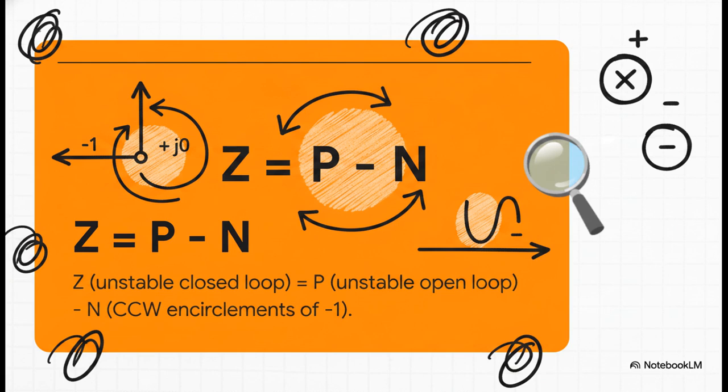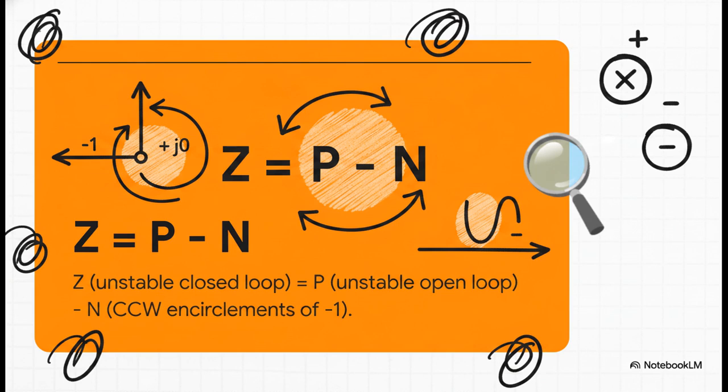A feedback system is stable if, and only if, Z equals 0. Let's break that down. Z is the number of unstable closed-loop poles. P is the number of unstable open-loop poles, which honestly we usually already know going in, and N is what we're physically counting from our visual plot.